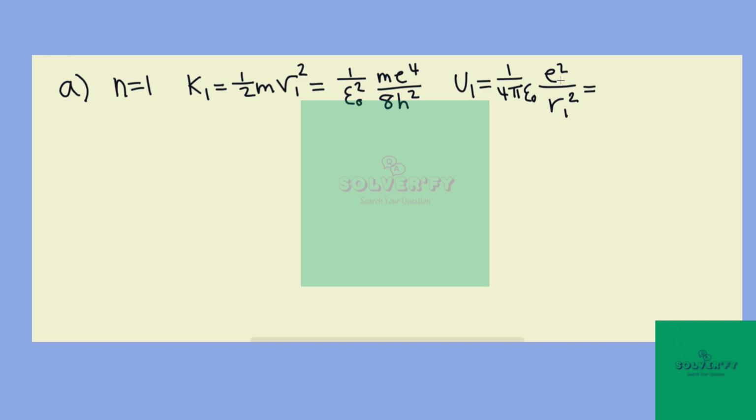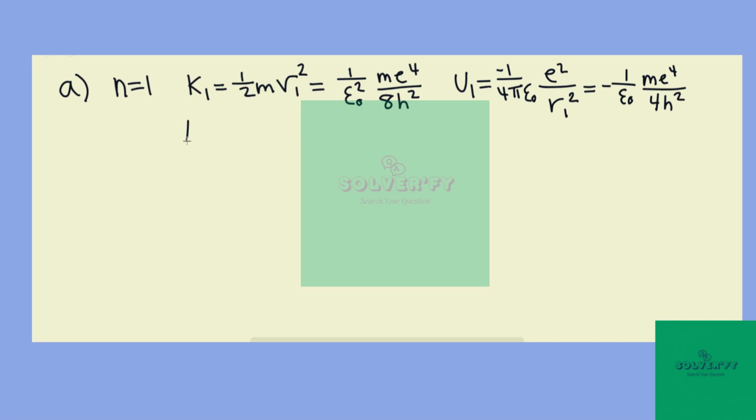Setting n equal to 1 in the Bohr radius and combining with this expression for potential energy, we're left with -1/4 pi epsilon naught as before, but the 4 pi cancels out. So we're actually left with -1/epsilon naught squared, m e to the 4th power over 4 h squared.